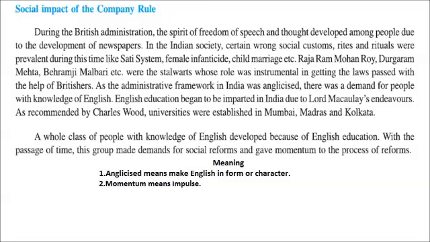And through this, a small freedom, though it was, was given to us to express our thought through newspapers. In the Indian society, very many wrong social evils were carried out, like some social customs, rites and rituals, that is riti rivas, existing during this time, like the sati system, female infanticide, that is killing a girl child if born, then child marriage. All these were wrong systems carried out.